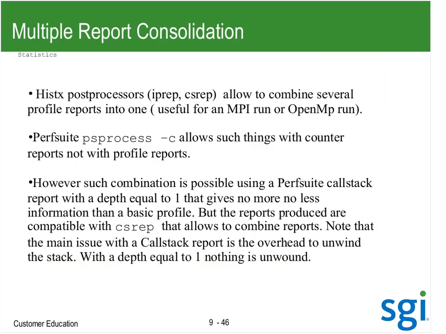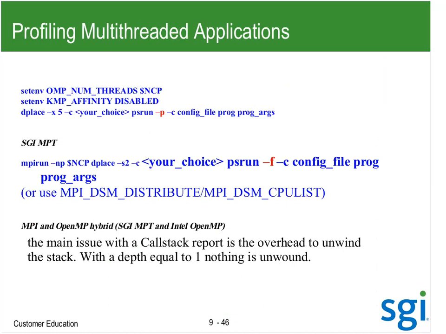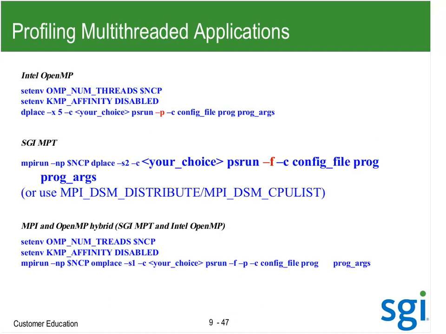I do have a problem. PS process doesn't really handle multiple counter reports. I usually just pick one at a time. Also, when we're profiling tomorrow, if I am dealing with a pthread application, I have to profile with the dash p to follow pthreads. And if it's MPI, I got to profile with the dash f to follow forks.